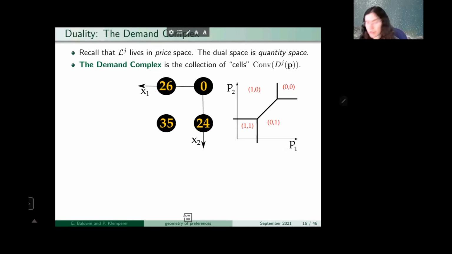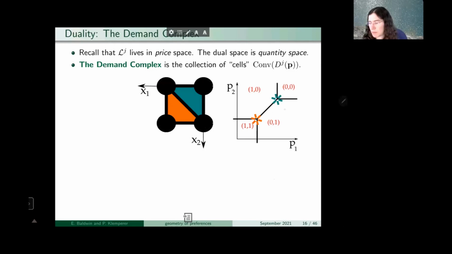Right, so next I was going to talk a little bit about duality in our framework. I've just noticed the time. Oh, well, I will continue going at this pace and we'll see where we get to. So we recall that our lip lives in price space. And we recall that I said at the beginning that quantity space I'm going to draw upside down and back to front. Now we're really going to see why I draw quantity space upside down and back to front, because we're going to also define a complex on quantity space. This is going to be the collection of cells that are the convex hull of the demand set at some price. So let's unpack that.